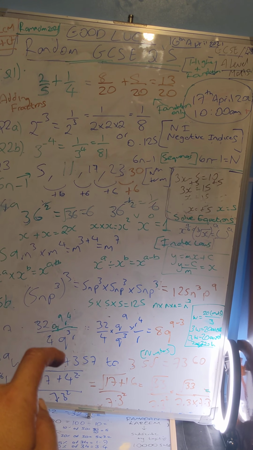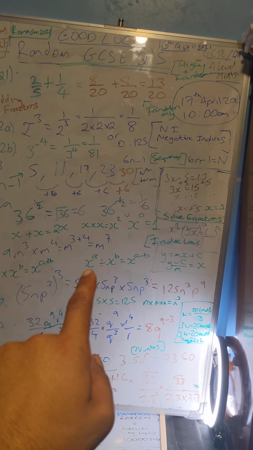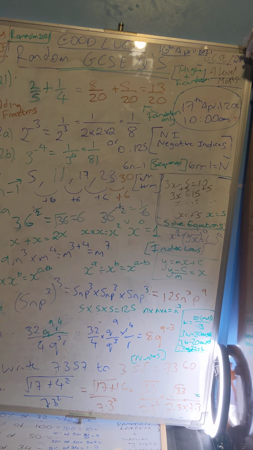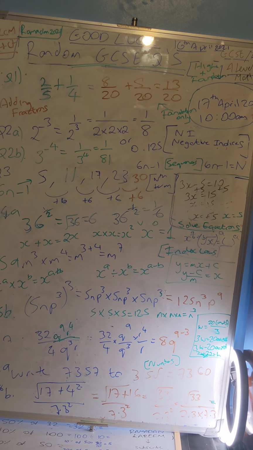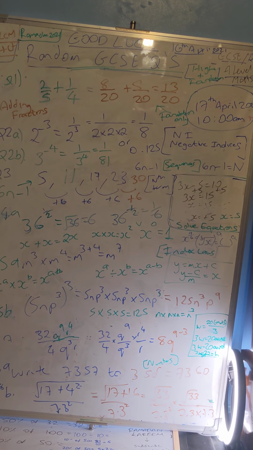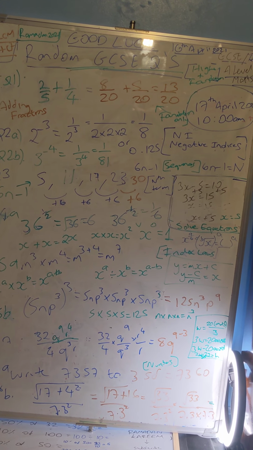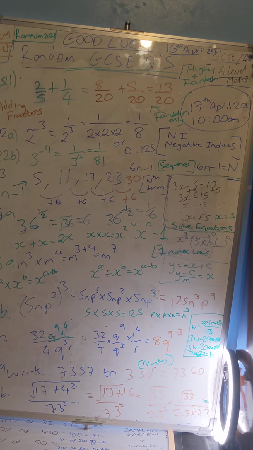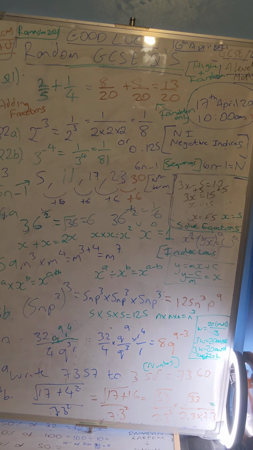Q to the power of 9 divided by q cubed. So it's going to be this index law, so minus the powers. So it's going to be q to the power of 6. And then it's going to be r to the power of 4 divided by r, which equals r cubed. So the answer should be 8 q to the power of 6 r to the power of 3, guys, for question 7.